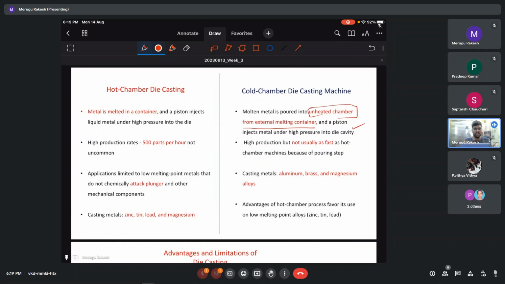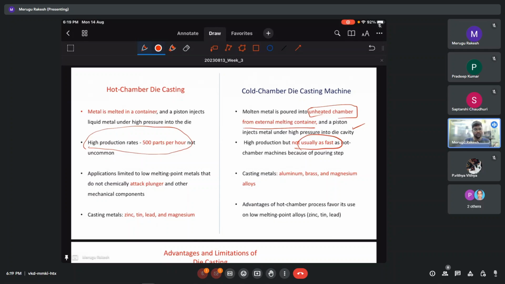So as we understood in the process, there is a high production rate, 500 parts per hour, but it is not usually as fast as hot chamber. The only reason being there is an additional step, that is we have to bring the metal and we have to pour, then we have to push the ram. But in hot chamber, we just have to pull out the plunger and push. So there is a limited number of operations in hot chamber.